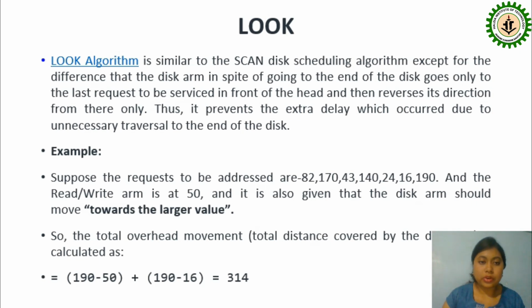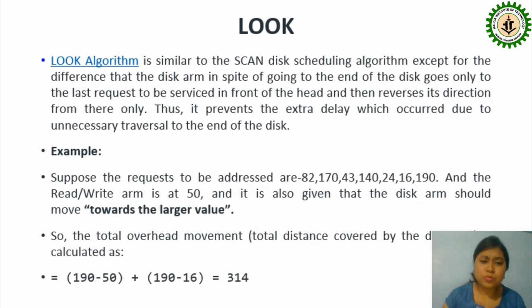Next is the look algorithm. The look algorithm is basically similar to the scan disk scheduling algorithm, except for the difference that the disk arm, in spite of going to the end of the disk, goes only to the last request to be serviced in front of the head, and then it reverses its direction from there. Thus, it prevents the extra delay which occurred due to unnecessary traversal to the end of the disk. So same example, and we are going towards the larger value.